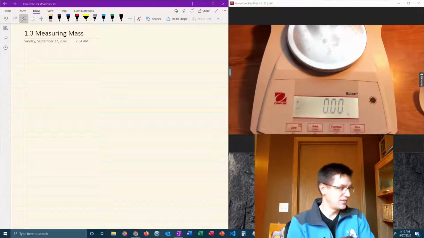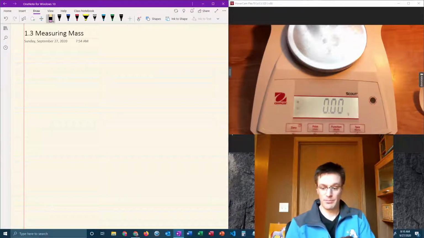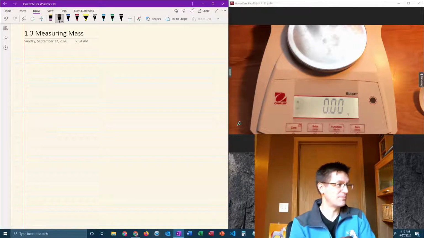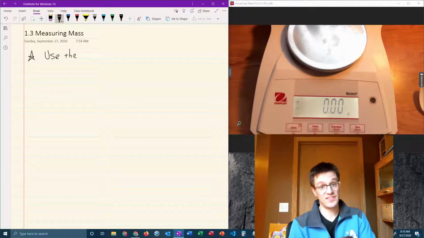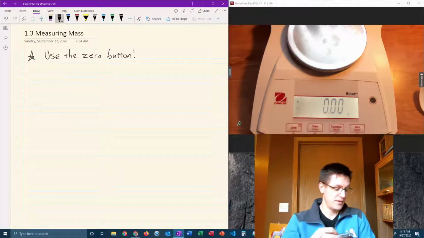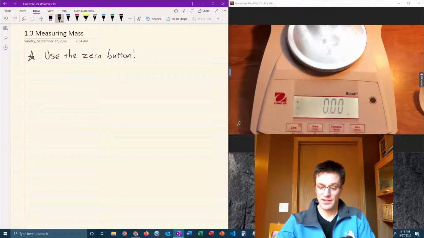So the first thing that you need to understand is that there are buttons on this balance and they're useful, and you need to learn how to use one of those buttons in particular. So tip number 1, use the 0 button. That button on this scale is right here.